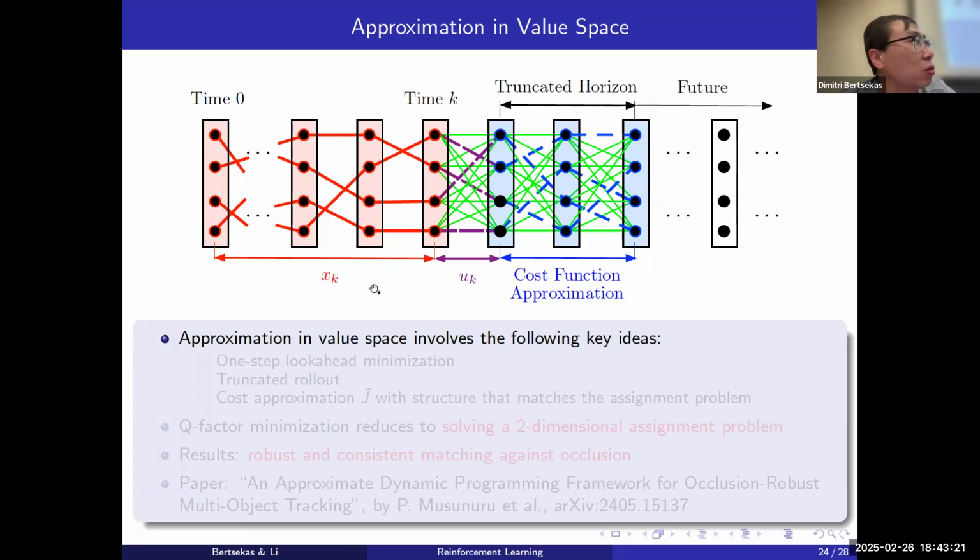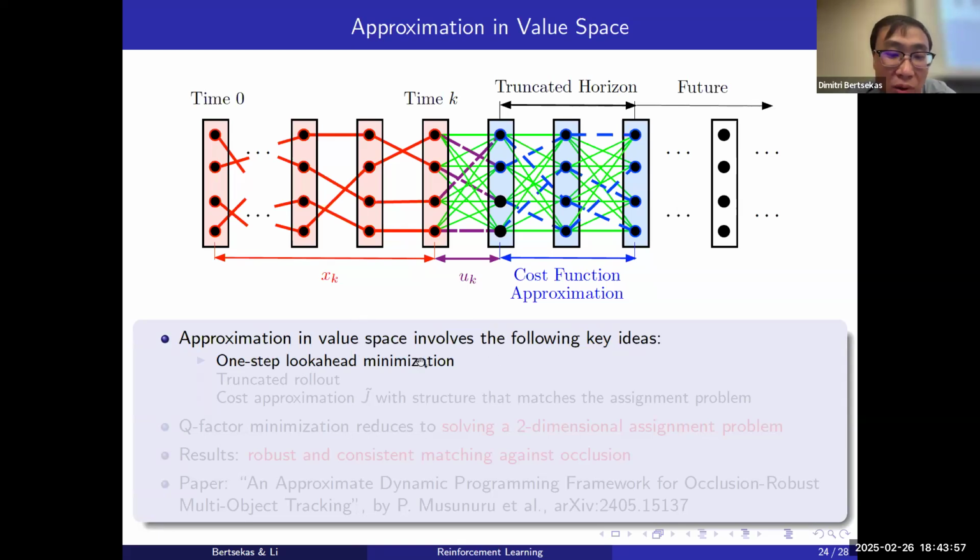In this particular case, we don't need to worry about the order of the different UK, because naturally images come in time, and you cannot match a time frame in the future and then go back and match the frame in the beginning. But of course, in a different setting, it may be a problem of its own right. So if we want to solve this problem using approximation in value space, it involves a few different key ideas.